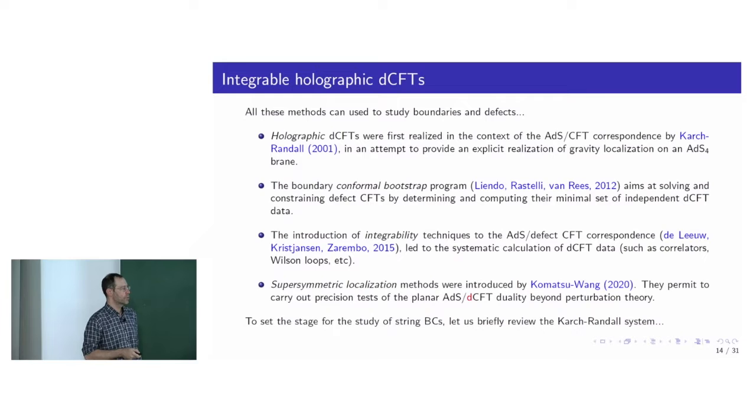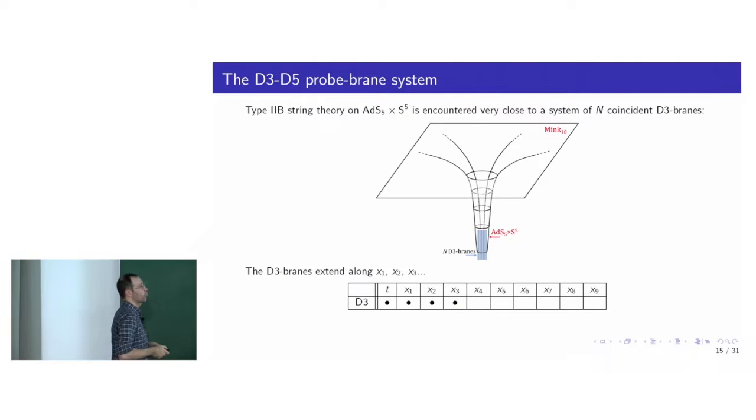So let me go first through the Karch-Randall system, which will define the boundary conditions for our strings. And then I will try to show the integrability of strings. First, I remind you that the type IIB string theory on AdS5 × S5 that shows up on the right-hand side of the AdS/CFT duality, as I showed it, is encountered very close to a system of N coincident D3 branes. And these D3 branes are heavy objects which curve the space-time around them, and they give rise to a singular space-time. And AdS5 × S5 type IIB string theory is encountered very close to the throat of this geometry. And the D3 branes extend along these three directions.